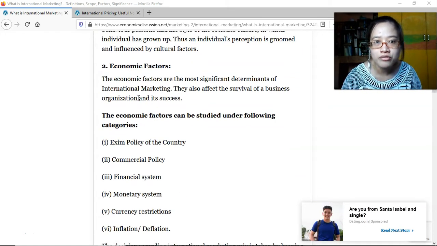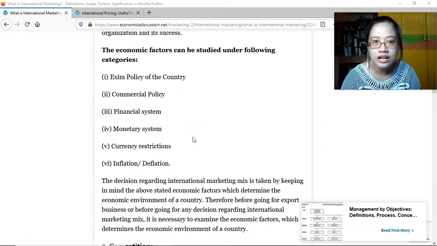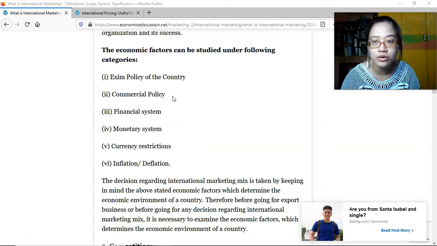Second, we have the economic factors, significant determinants of international marketing. They affect the survival of a business organization and its success. Examples of the economic factors: Exim policy of the country, and commercial policy. Essentially, these are normally the laws, the rules and regulations. Commercial policy is how you conduct business, what is allowed, what is not allowed.